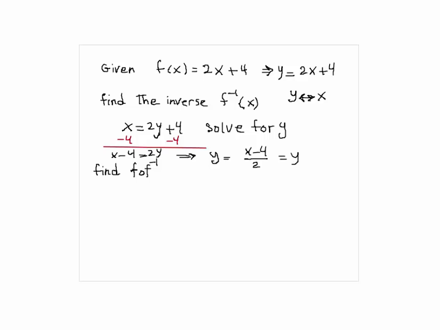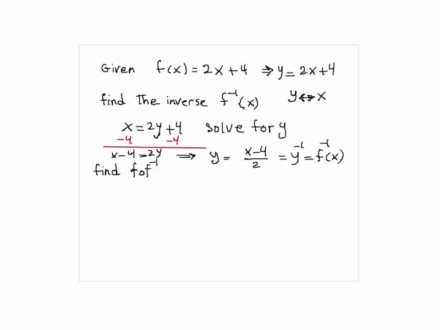Sometimes they show it as y to the power of minus 1 or f to the power of minus 1 of x. So all that means they're inverse. So the inverse of 2x plus 4 is x minus 4 over 2, or the inverse of x minus 4 over 2 is equal to 2x plus 4. When you have two functions that are inverses of each other, the position of x and y on the graph would switch around. Let's take a look at that.